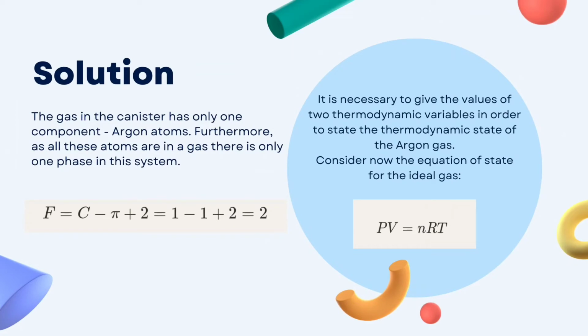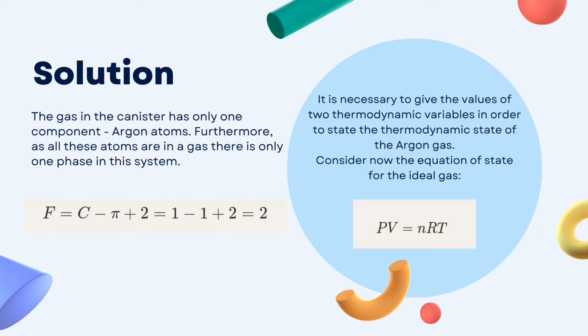So, the gas in the canister has only one component, argon atoms. Furthermore, as all these atoms are in gas, there is only one phase in the system. We thus have F equals C minus P plus 2 equals 1 minus 1 plus 2 equals 2. It is necessary to give the values of two thermodynamic variables in order to state the thermodynamic state of the argon gas.